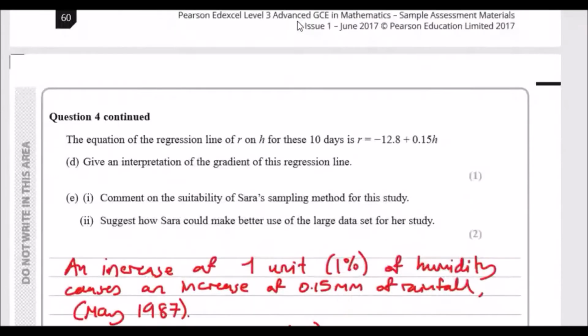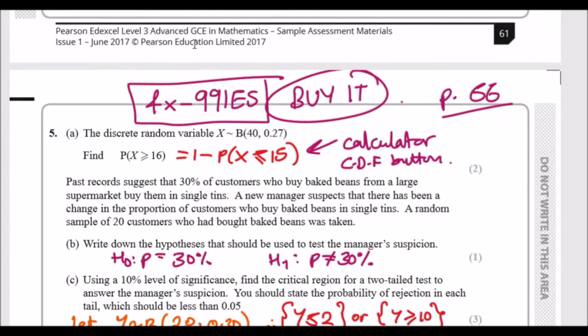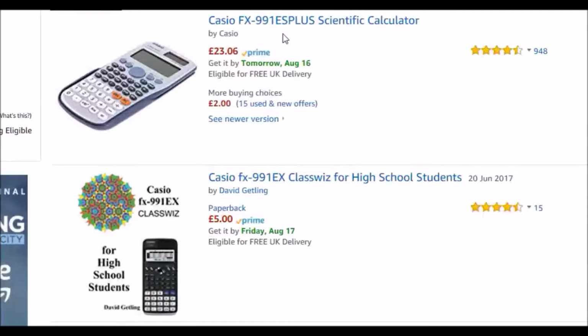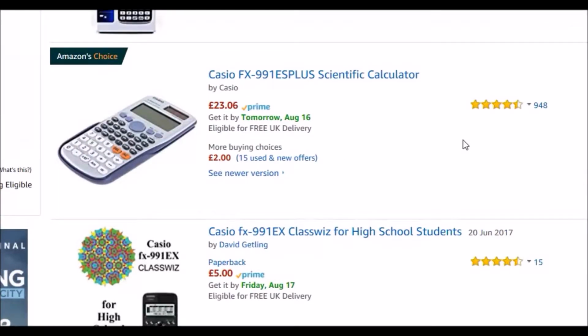But yeah, how about we move on to number 5 now. Oh, now this one's kind of annoying. I can't lie. Now, when I wrote this here, there's a specific calculator that you guys need to buy when you're doing the binomial distribution, or normal, or Poisson, or whatsoever. And this is the FX991ES. So I made a little link to Amazon.